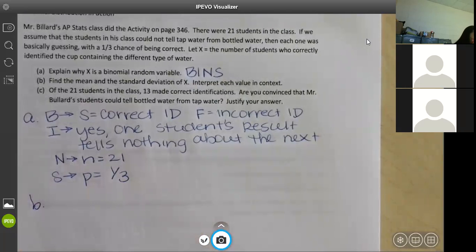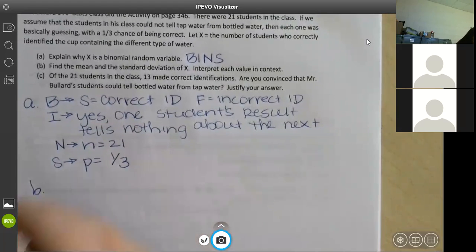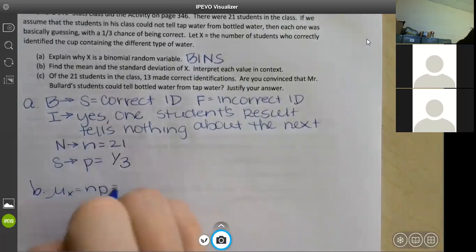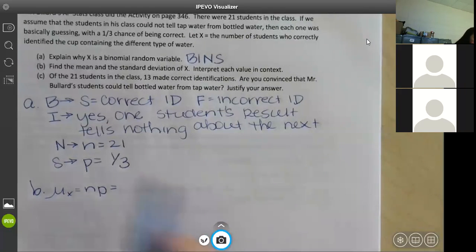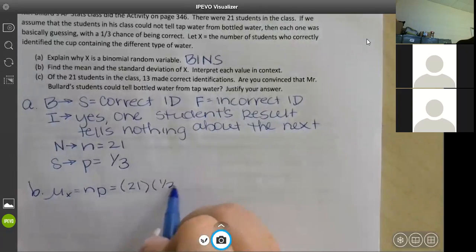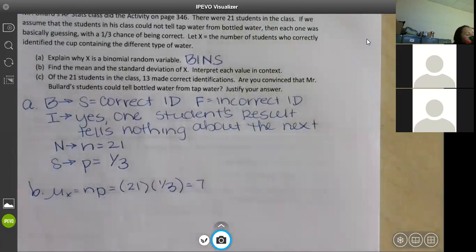All right, find the mean and the standard deviation of X and interpret each value in context. Don't forget to interpret. So what's the formula for mean? What was our N? Our P? 21 divided by 3 is 7.